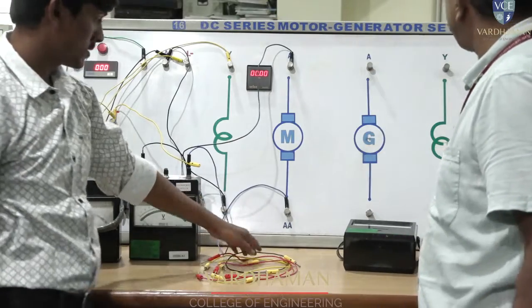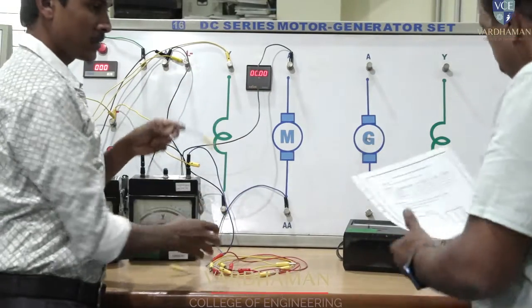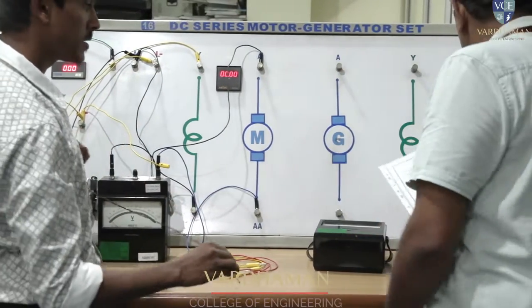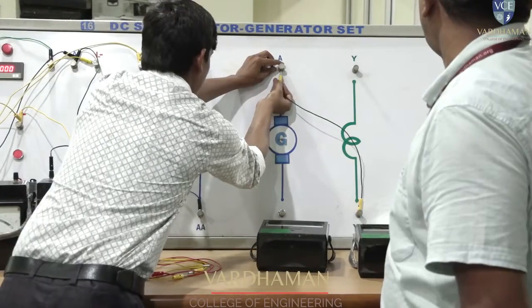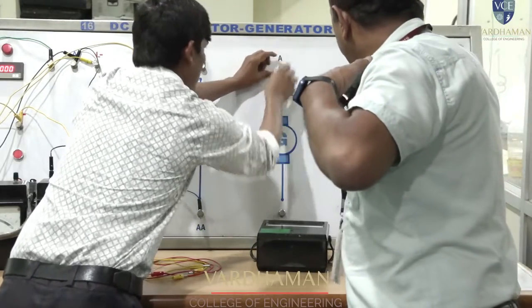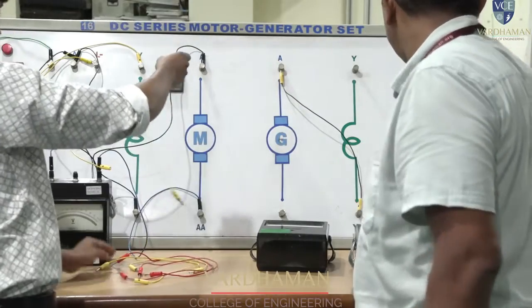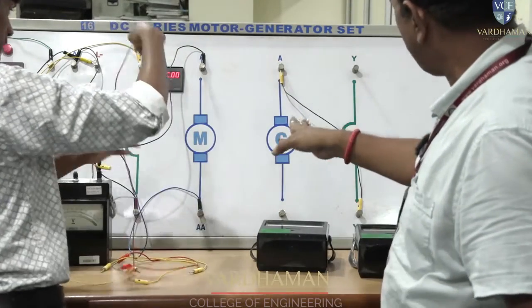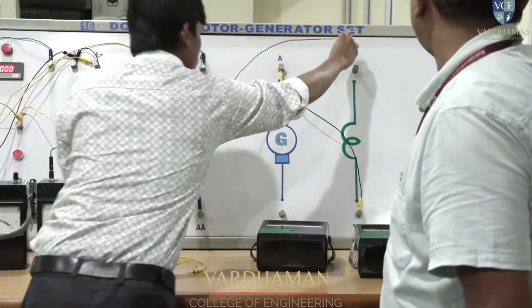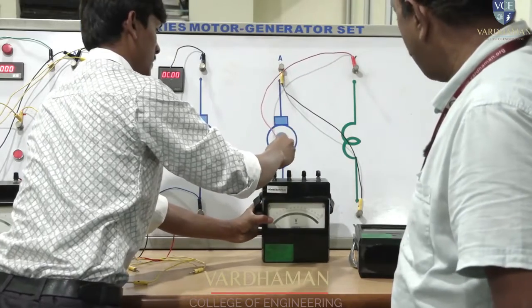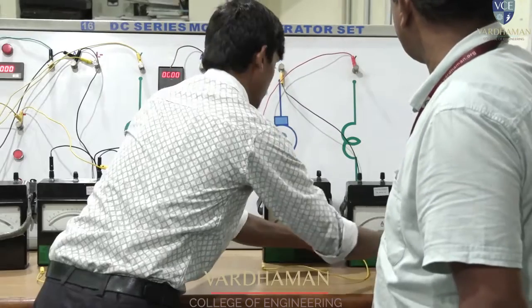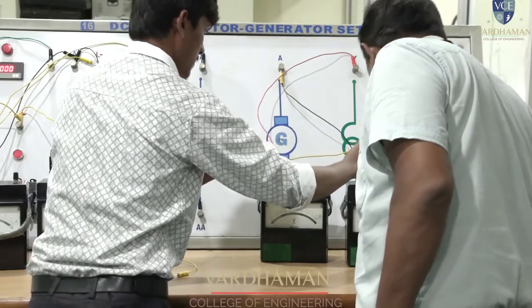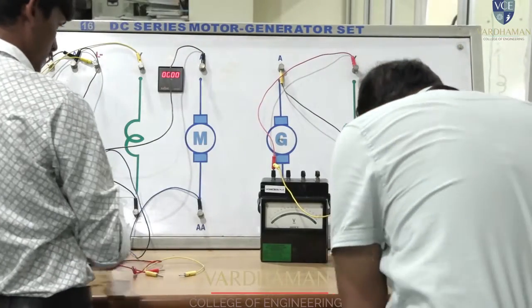Now coming to the generator section. In the generator section, Y is connected to A initially, and YY is connected to A. Now this Y terminal is connected to the ammeter. Y is taken to both the ammeter positive and the voltmeter positive. And from here you connect to the ammeter.